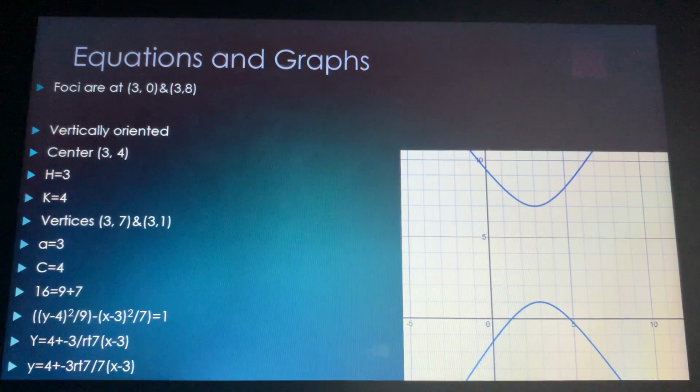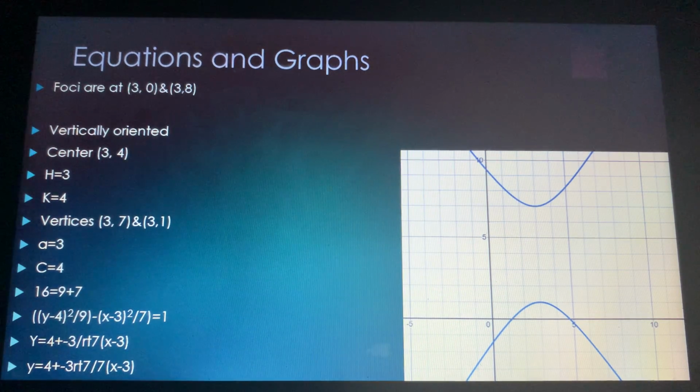But you can't leave a radical in the denominator, so you have to multiply the denominator and the numerator of 3 over root 7 by root 7. And we get the equations of our two asymptotes are y equals 4 plus or minus 3 root 7 over 7 times quantity x minus 3. Now, when I say quantity, it just means everything I'm about to say is in parentheses. You wouldn't say times x minus 3, because then they wouldn't know if the minus 3 is within the parentheses or not. So you say quantity x minus 3.